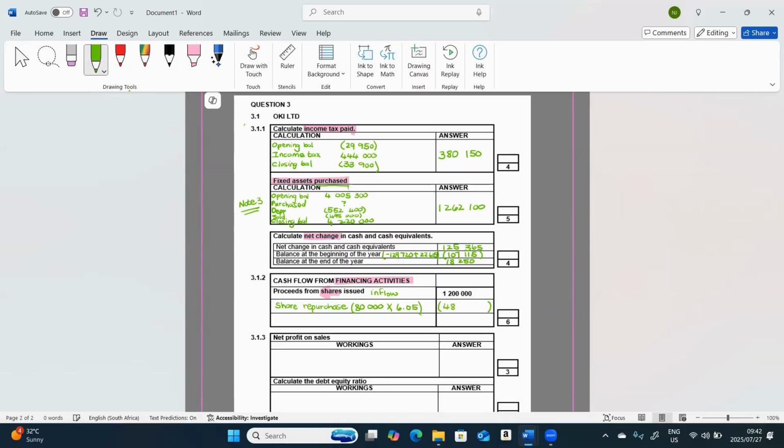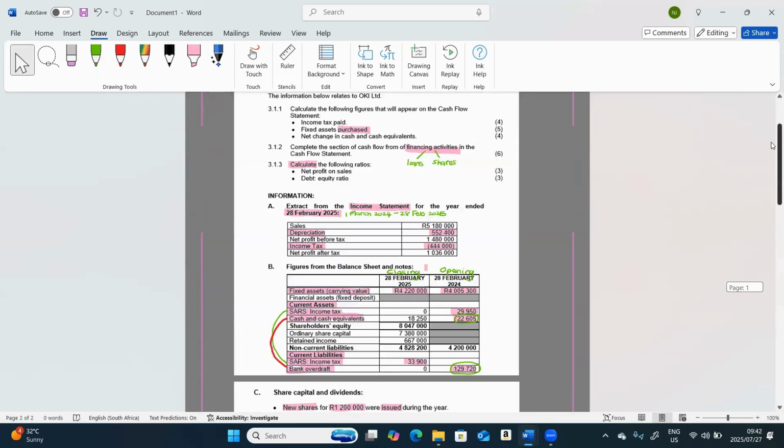Now, R6.05 times 80,000 shares will give you an amount of R484,000. That means the company spent R484,000 on the repurchase of 80,000 shares. That is why it's a cash outflow and it's in brackets. Now you would see that there's another line, guys, but please always go back to your principles.